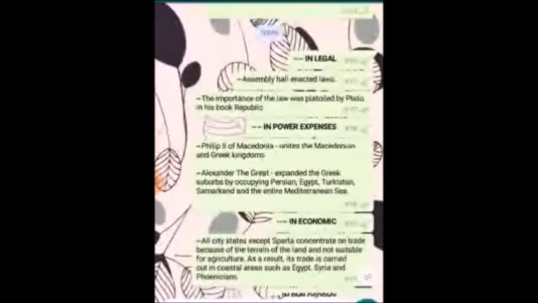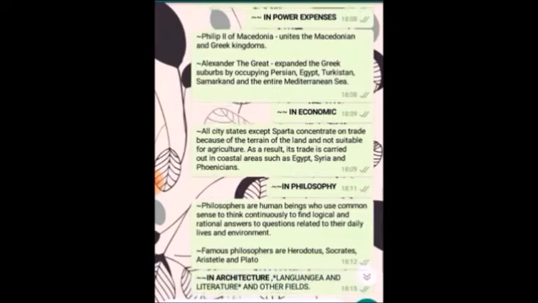In economics, all city-states except Sparta concentrated on trade because the terrain of the land was not suitable for agriculture. As a result, trade was carried out in coastal areas such as Egypt, Syria, and Phoenicia. In philosophy, philosophers are human beings who use common sense to think continuously to find logical and rational answers to questions related to their daily life and environment.